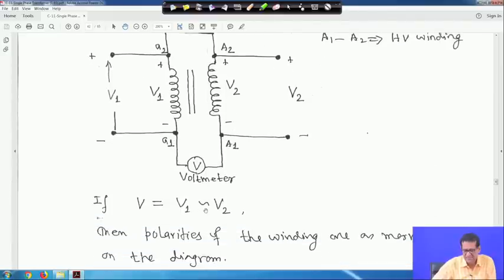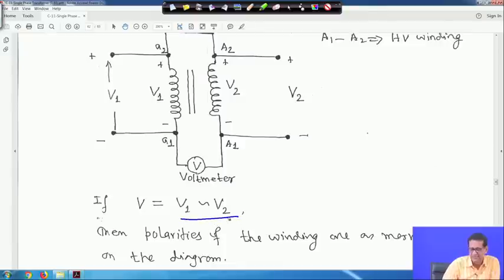Now, if V1 is a difference operator and V2 is also a difference operator. Why have I made this symbol? I am giving you a small exercise: why am I writing V1 difference or V2 difference operator, it is actually like a tilde. So, this is written as such, and if it is like this, then the polarities of the winding are as marked in the diagram.